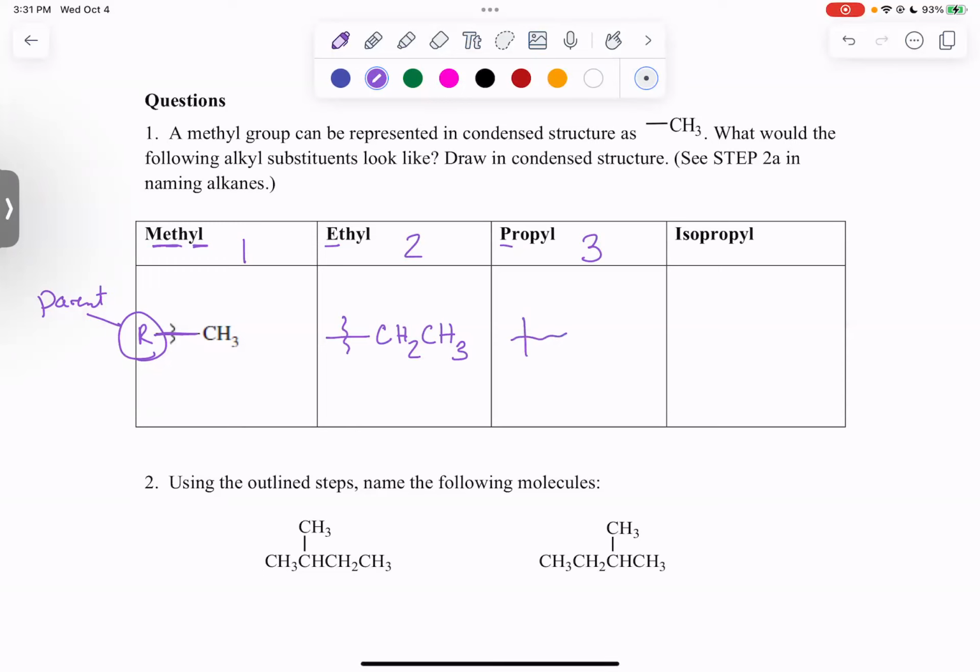Propyl, we're going to do the same thing. Okay, and this one is 3. So the first carbon is going to have 2. The second carbon is going to have 2 hydrogens, and the last carbon is going to have 3 hydrogens.